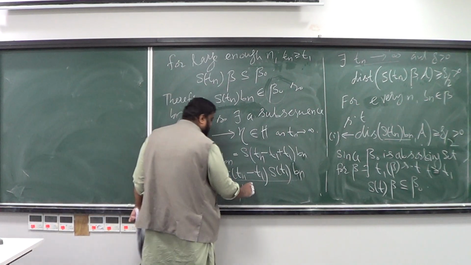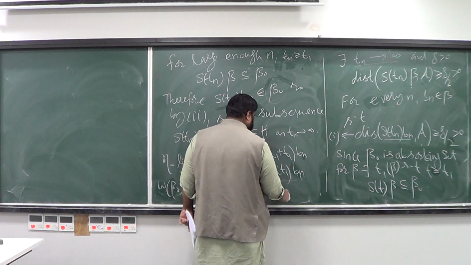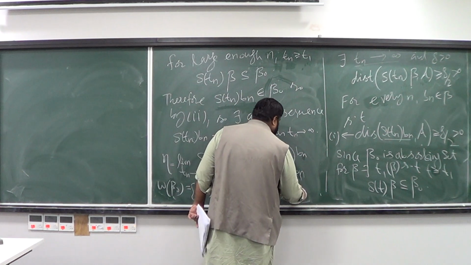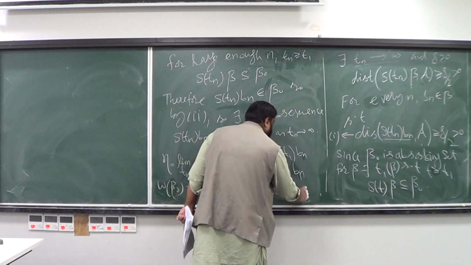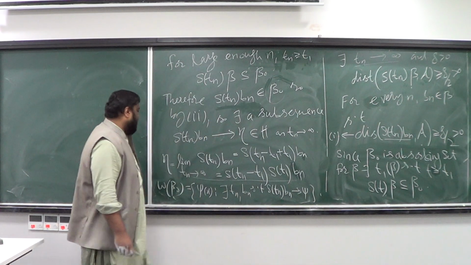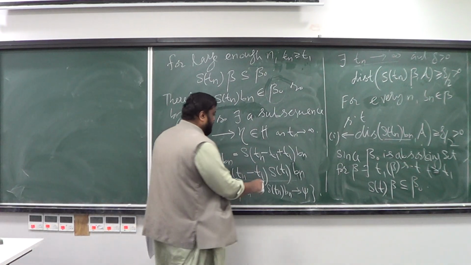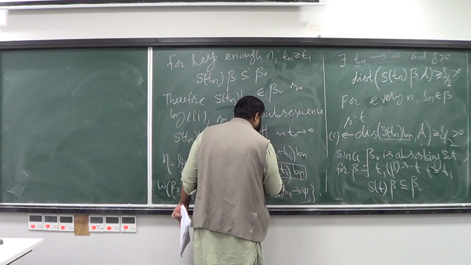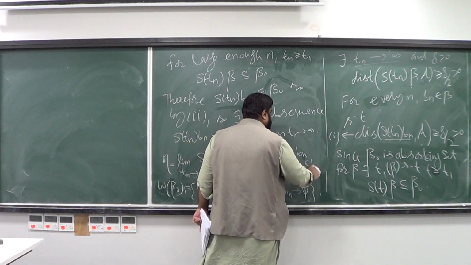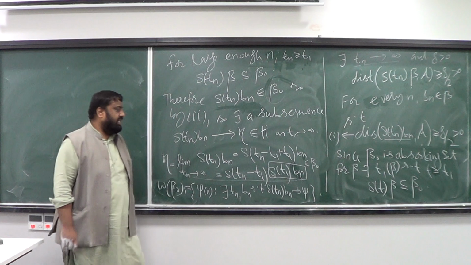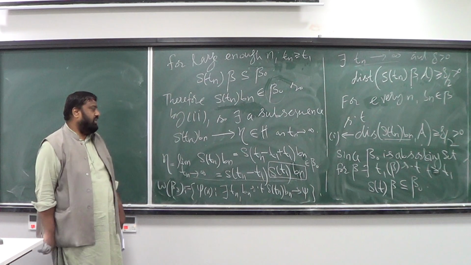such that S of Tn operated onto Bn converges to this element psi. So this is the definition of the omega limit set. Now, this is S of T1 operated onto Bn. That is an element in B naught, or a sequence in B naught. For fixed T1, S of Tn Bn is a sequence in B naught.